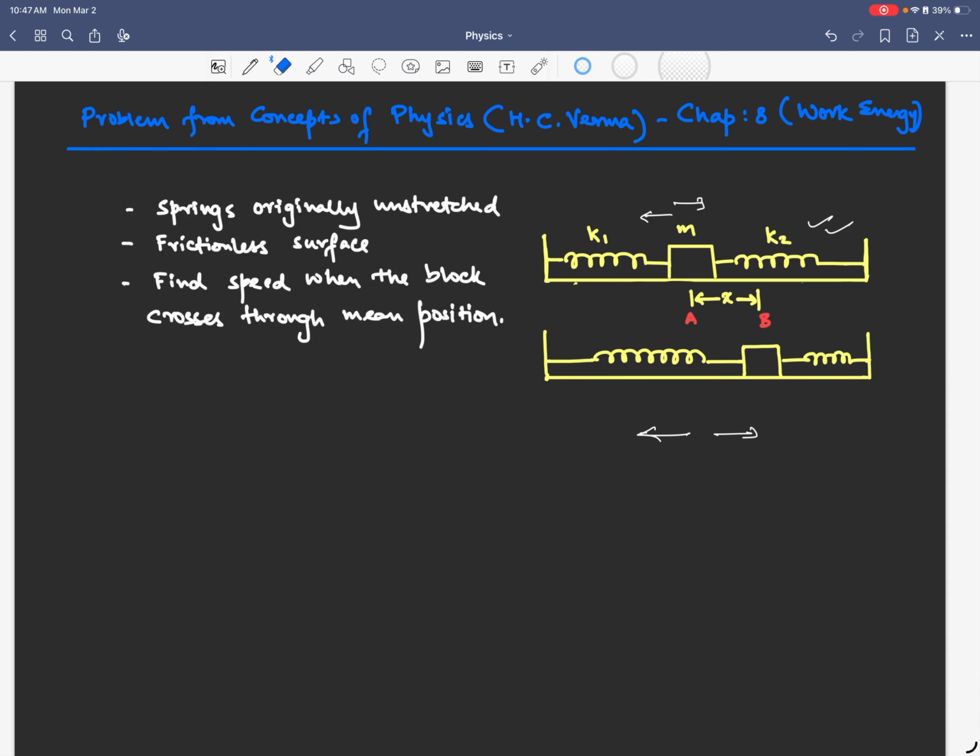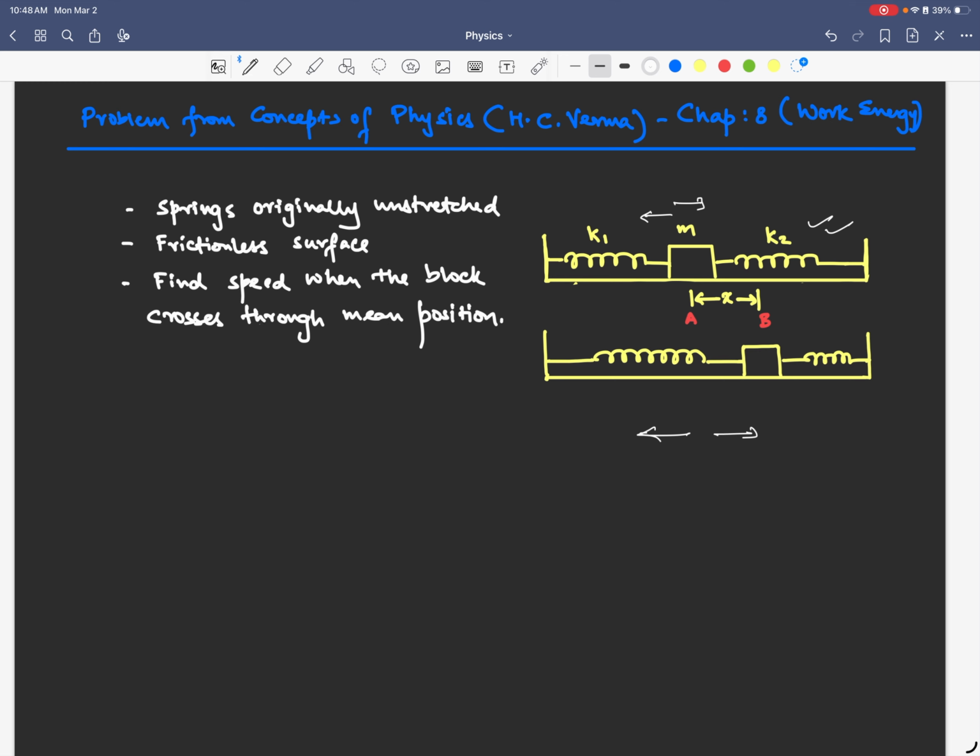Okay, so let's look at this problem from Concepts of Physics by H.C. Verma, where we're talking about a block of mass m suspended by two springs on a horizontal frictionless surface, which is originally unstretched, and we need to find the speed when the block, after getting displaced by a distance x to the right hand side, as you see at position B now, is released, and then what is the speed of the block when it crosses through the mean position.